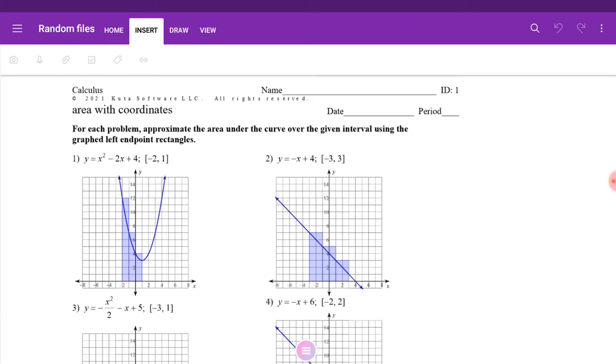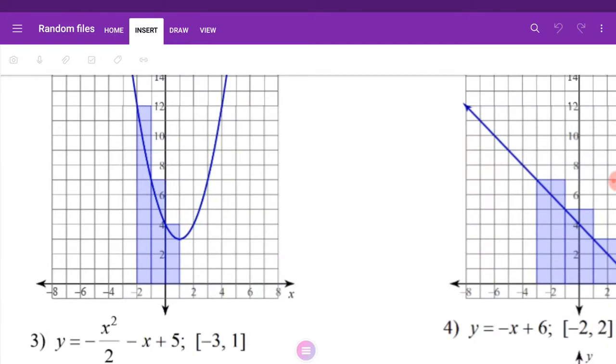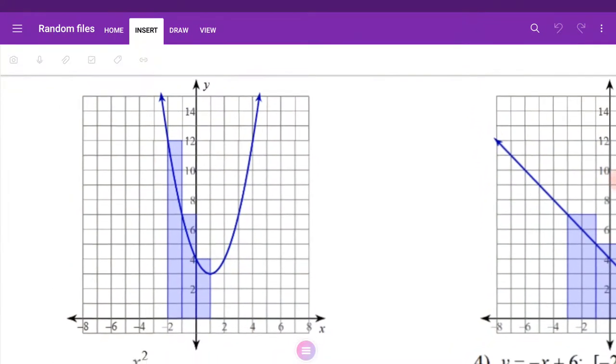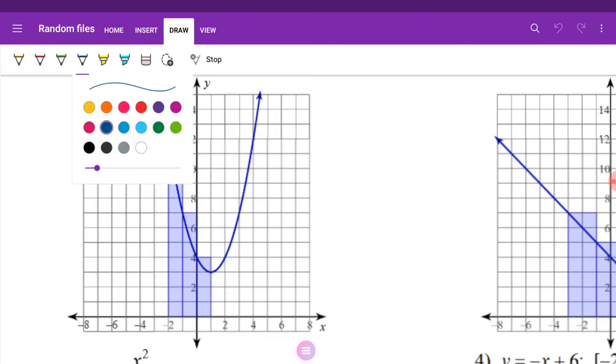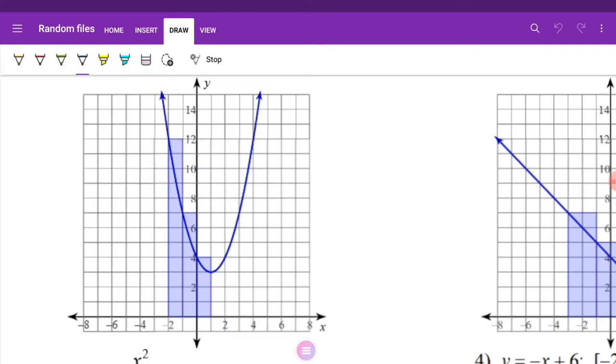So I'm going to zoom in to this number one right here. What we're doing is we're trying to figure out the area of these boxes, and if you notice, each of the boxes is attached to the parabola on the left side of the box. Hopefully you can see all those lines and dots that I'm making. It's attached in those places.